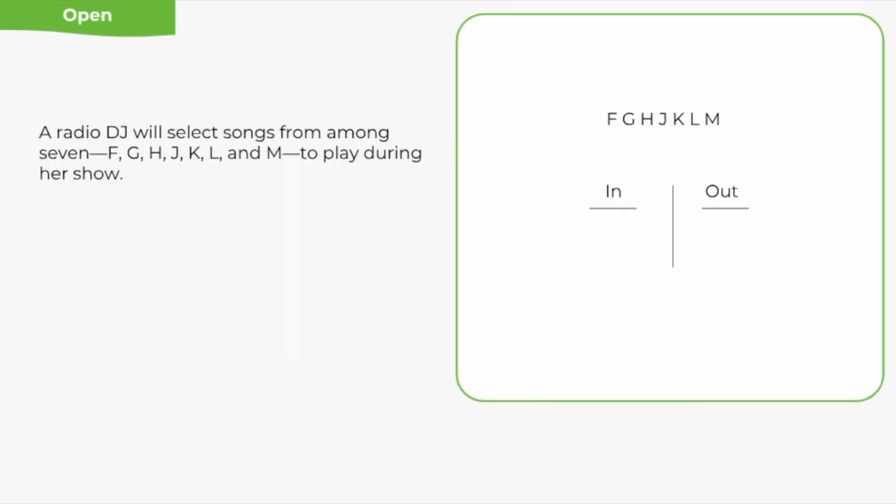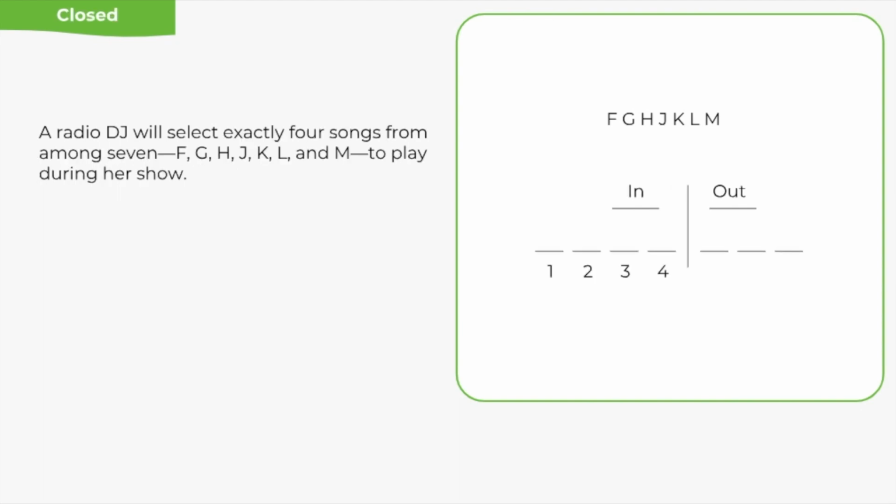Let's take this for example. A radio DJ will select songs from among 7 to play during her show. So this doesn't tell us exactly how many are in and how many are out or how many are on each team. But if we were to change it such that there are going to be exactly 4 that are played, and that they're going to be ordered from first to fourth. So what we have here is a game where we know exactly how many are going to be played and how many are not going to be played, as well as we're being asked to order the ones that are being played. So we've got in-out grouping plus ordering, and that gives us a hybrid game.